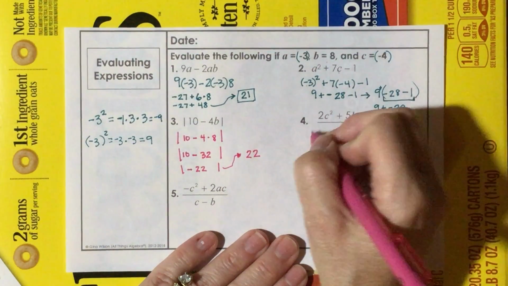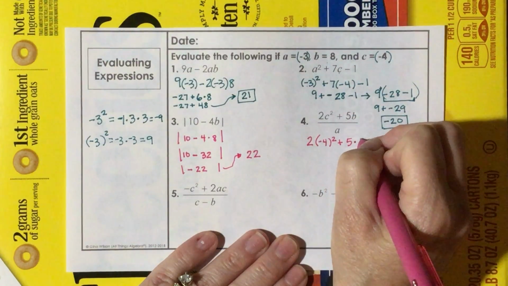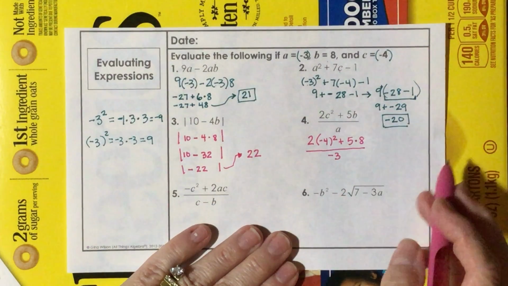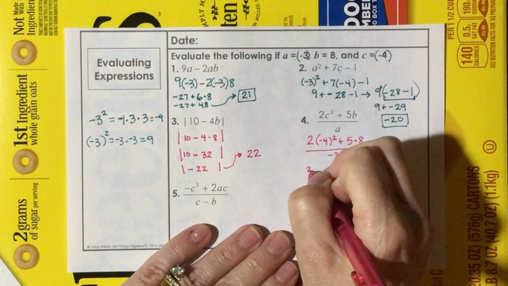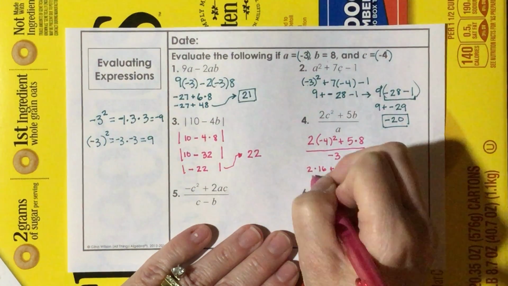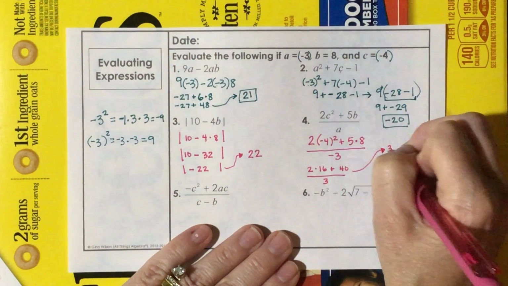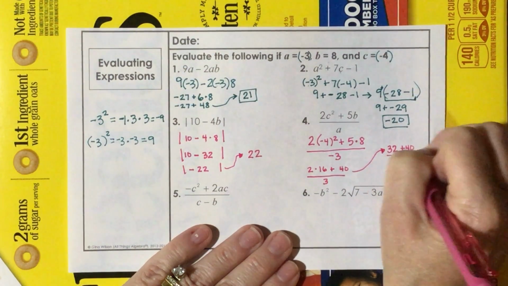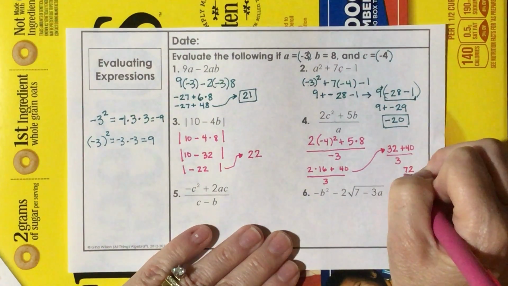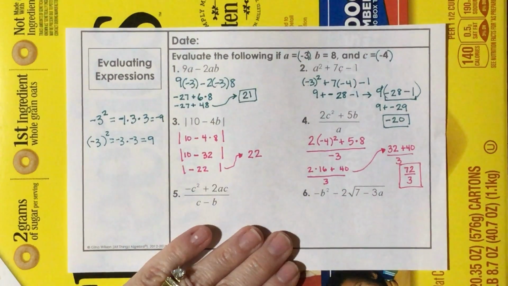Okay. Over here, let's see, plug in. So we have 2. C equals -4, so we have -4 squared plus 5 times 8 all over -3. I didn't put that in parentheses because there's nothing around it. Okay, so we have 2, and -4 times -4 is 16. Plus 5 times 8, which is 40, all over 3. Finish it over here. 2 times 16 is 32, plus 40, all over 3. And then 32 plus 40 is 72 all over 3. And an improper fraction works for me. So we'll leave it right there.